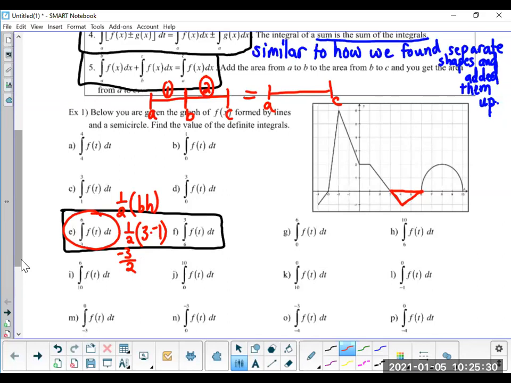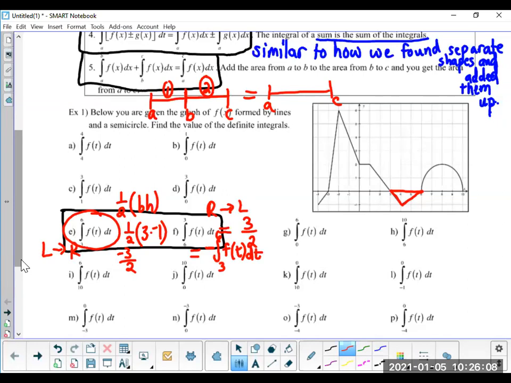F is not -3/2. F is +3/2. So why is F +3/2? That's because this definite integral from 6 to 3 is equal to the definite integral from 3 to 6 if we take the opposite of it. So in the first case, we're going from left to right, the normal direction. In the second case, we're going from right to left, the opposite direction. Since we're going the opposite direction, we have the opposite of this area.